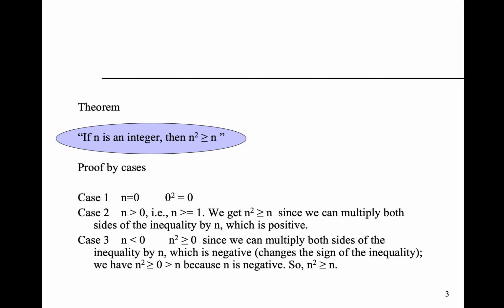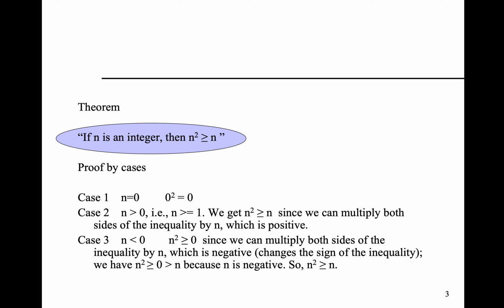So let's say I have a theorem where if n is an integer, then n square is greater than or equal to n. In terms of proof by cases, case 1 is where n is equal to 0, and 0 square is equal to 0. The second case is n is greater than 0, so essentially n is greater than or equal to 1. We need to get n square greater than or equal to n, since we can multiply both sides of the inequality by n, which is positive. So long as we're keeping it positive, it's as simple as that.